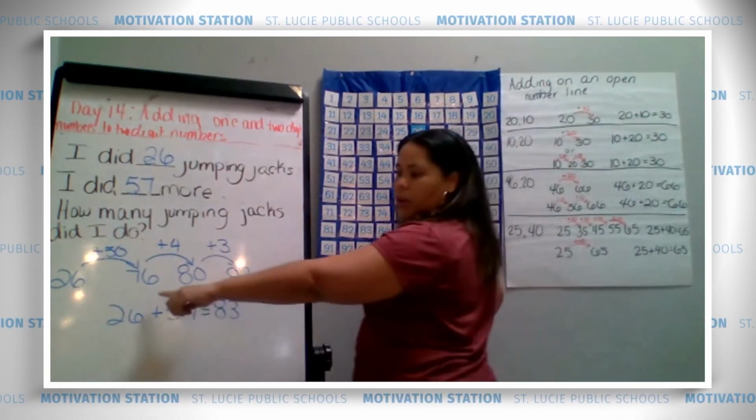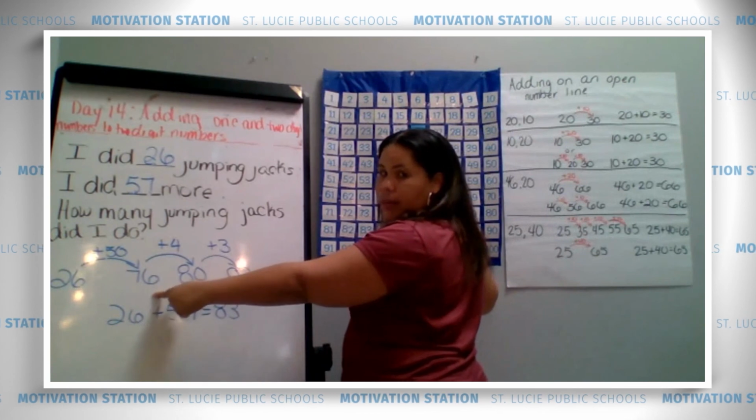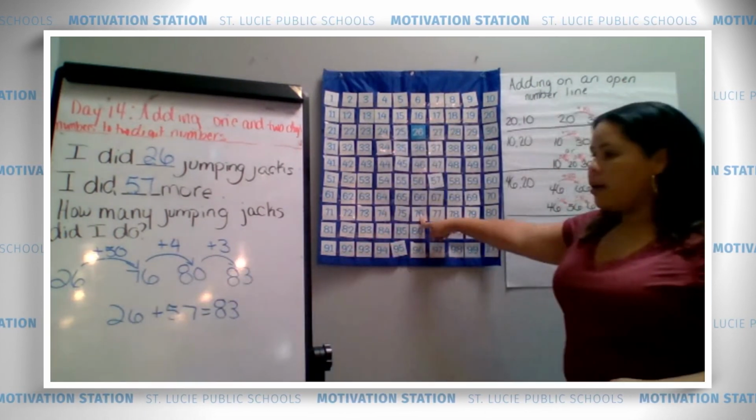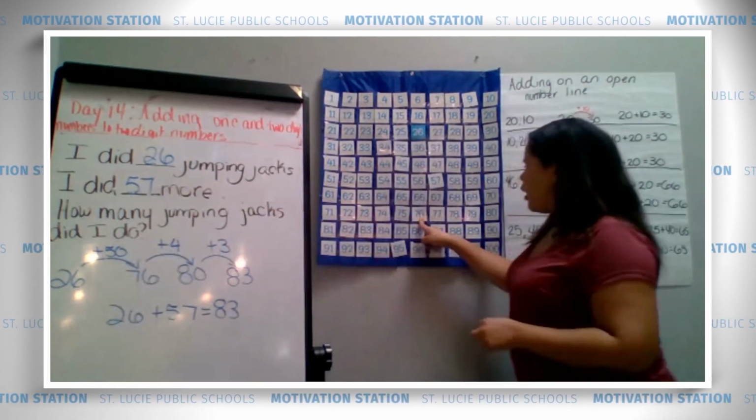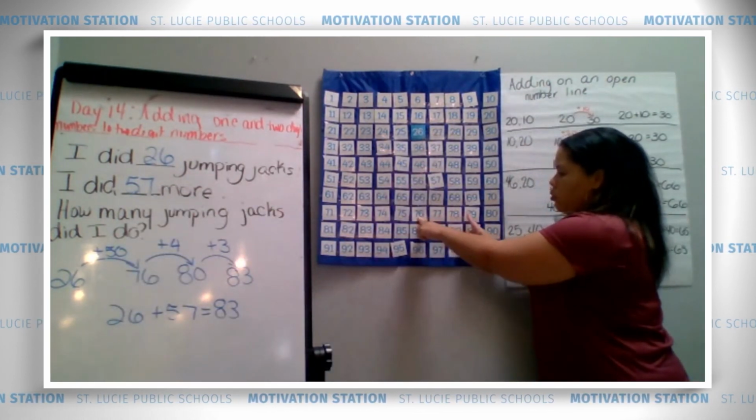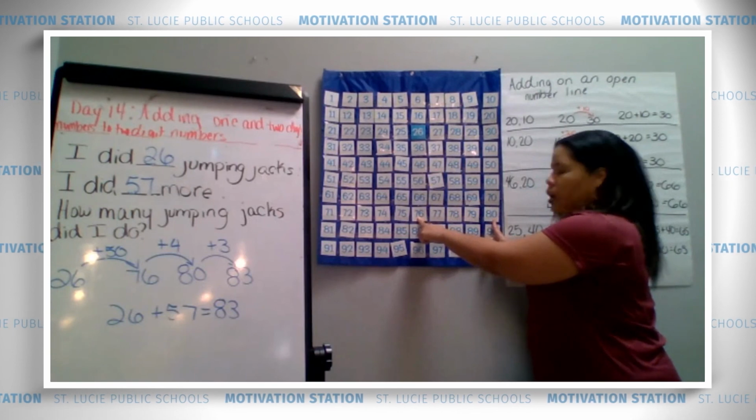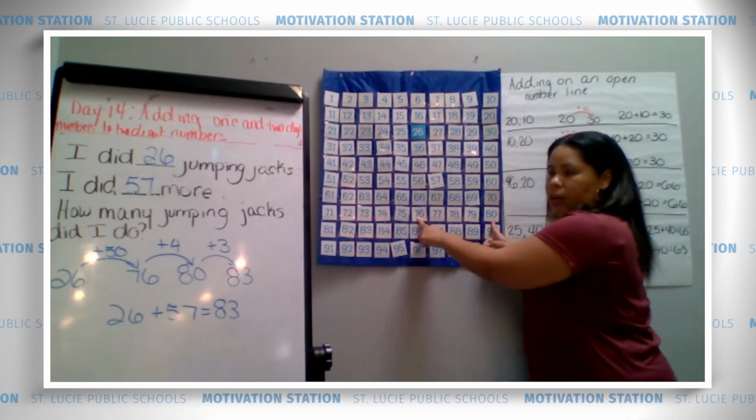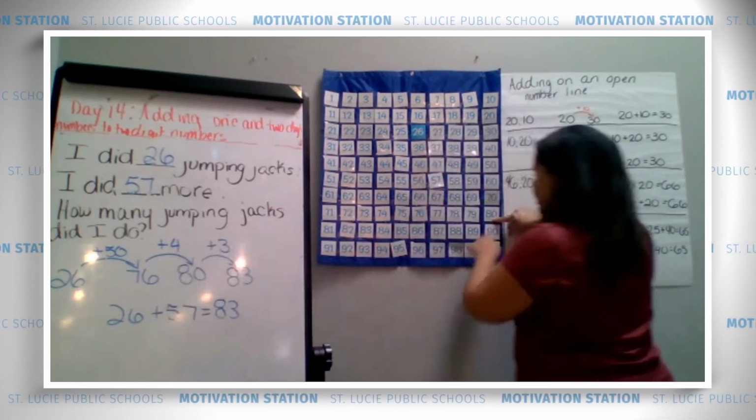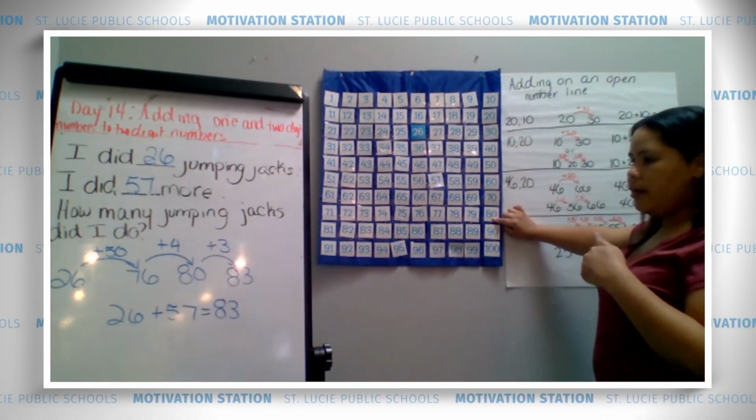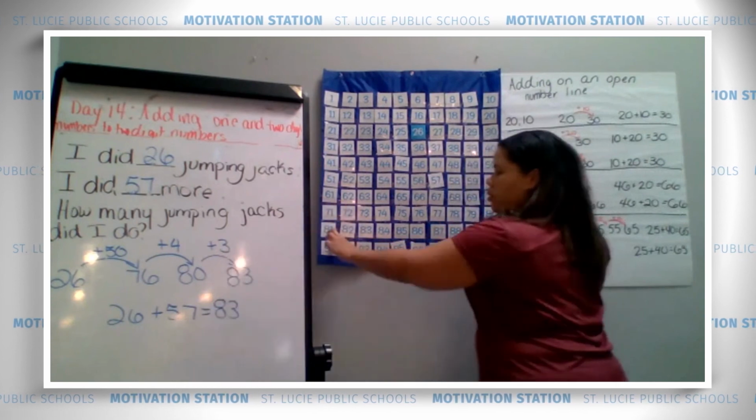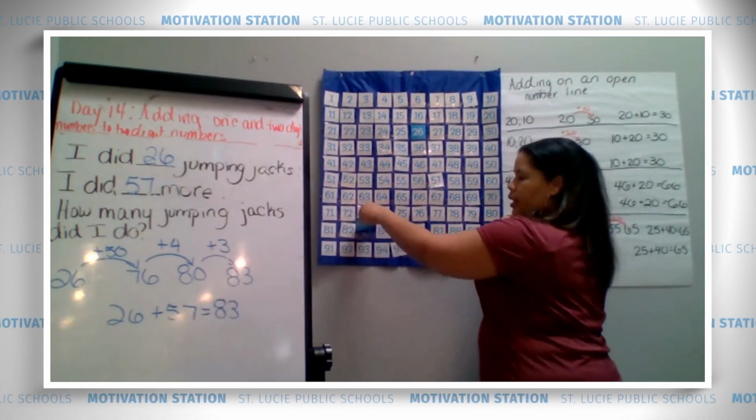If we think here with our open number line, that's exactly what we got. Then I need to add 7 ones. And here on my pocket chart, 1, 2, 3, 4 gets me to my next multiple of 10. So I'm going to add 4 because it's easier once I'm at a multiple of 10 for me to add what's left over. So I'm at 80, plus 3 more lands at 83.